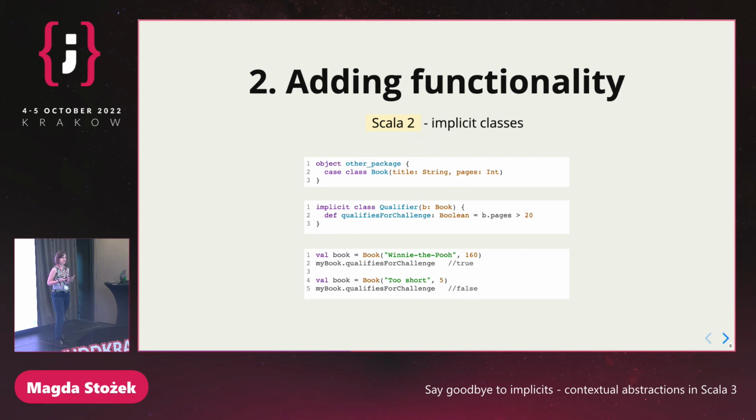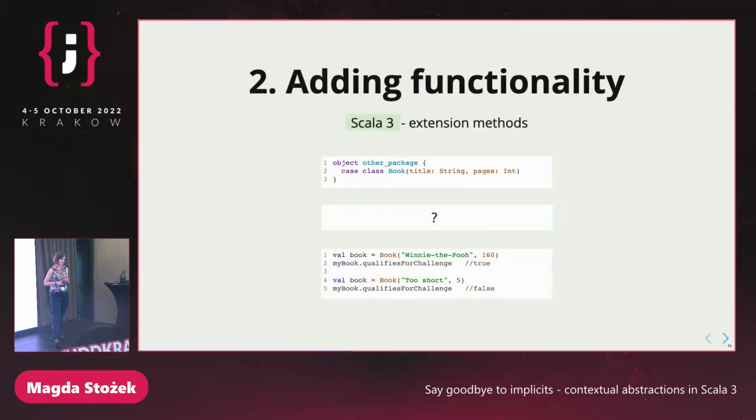And how is it different in Scala 3 if we don't have the implicit keyword? So we cannot use the implicit classes. The bottom code is the same. The book type is the same. But what you see is the new keyword, extension. So in Scala 3, there is a new language construct added solely for this purpose. So this is called extension methods.